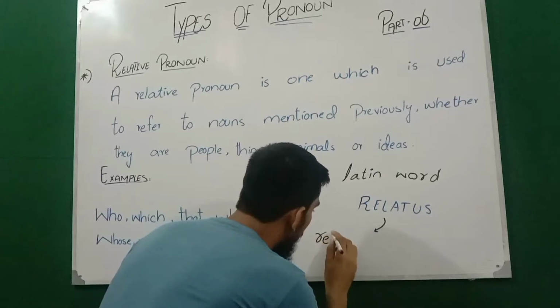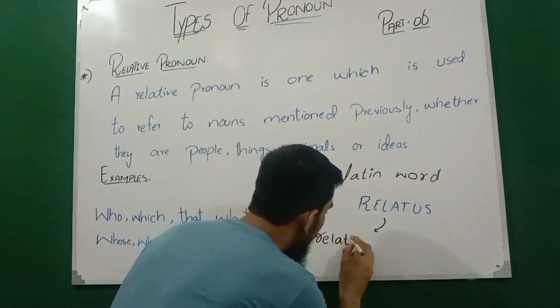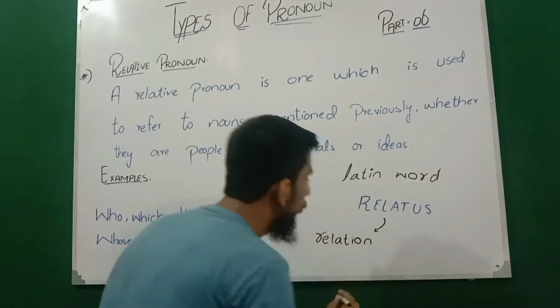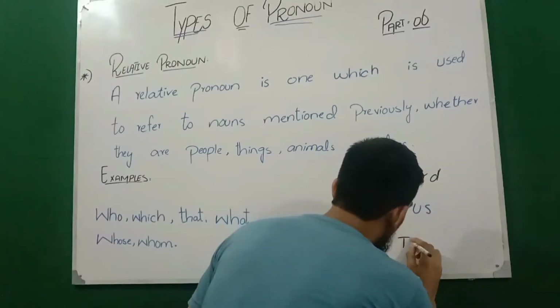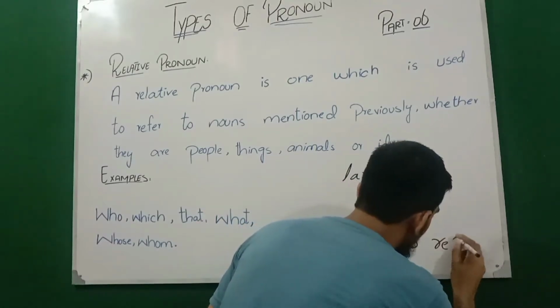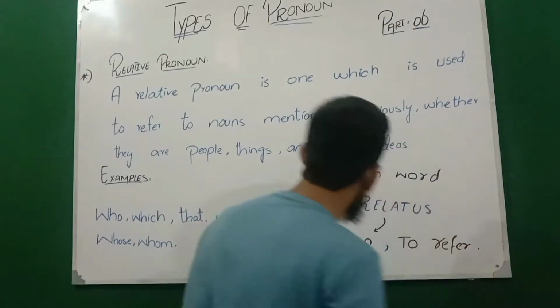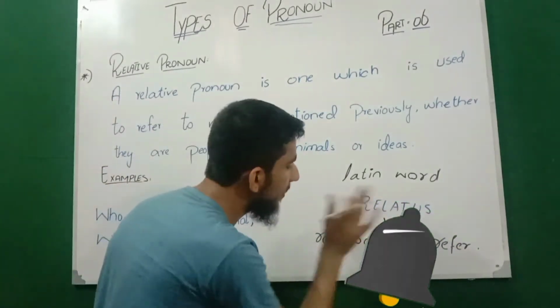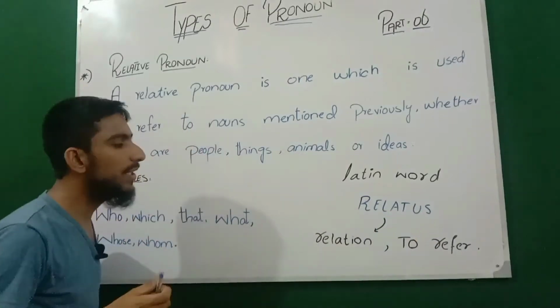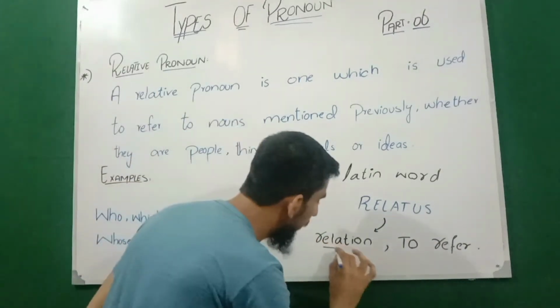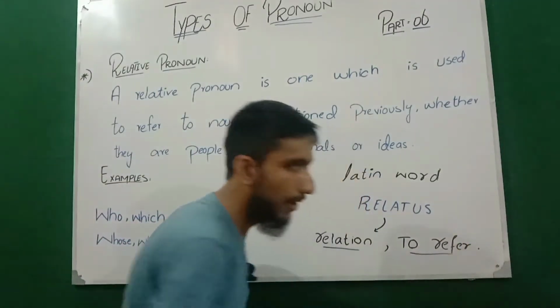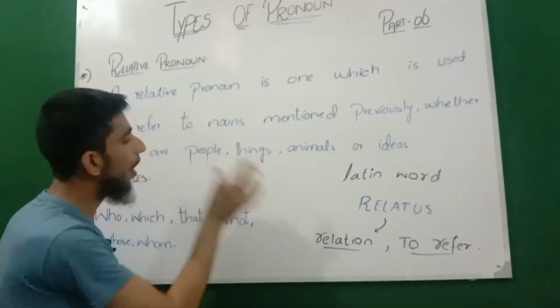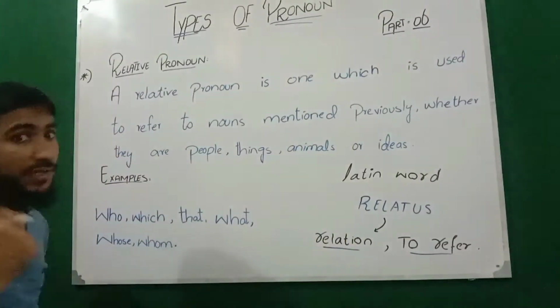relation, or it also means to refer. So viewers, the word relative is basically taken from the Latin word relatus, which means relation, having a reference, or to refer. Now we will define the relative pronoun from this meaning. Look at what a relative pronoun is.